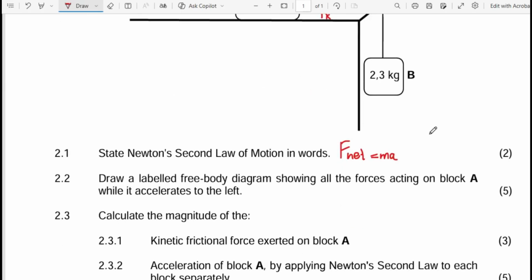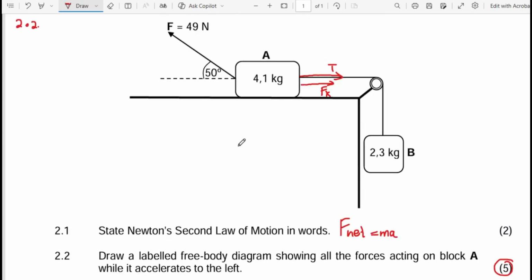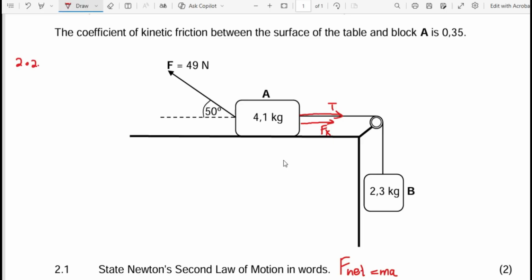Look at this. If the question is 5 marks, this tells you that you need to indicate 5 forces. So far we have 2. We know that this is in contact with the surface. It will have a normal force acting up, and the force that is opposite to the normal force is the weight. We have 4 forces. The last one will be the applied force.